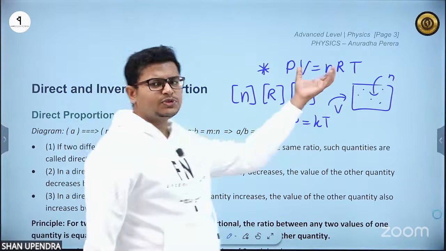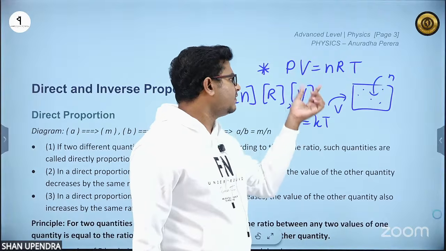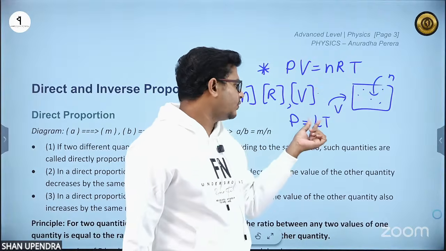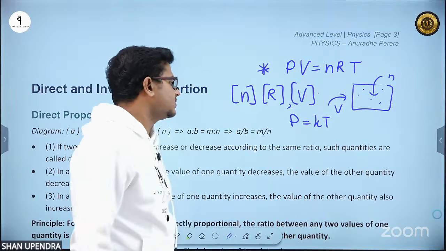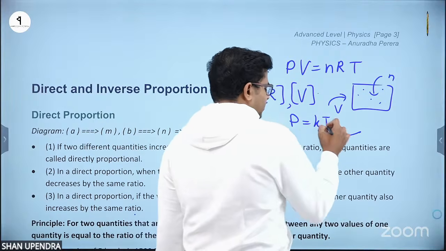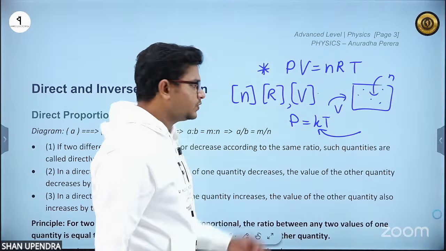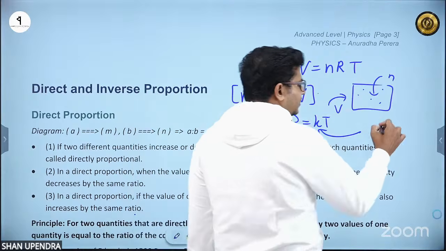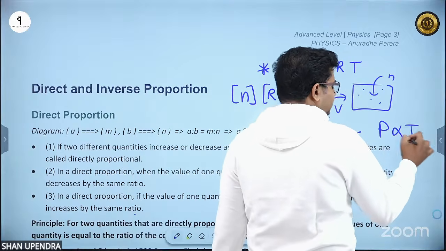Because all the other terms, no need to write. Our important properties are P and T. So I can introduce a proportional constant. This one is known as a proportional constant. So then what we can do, we can remove this one and use proportionality.